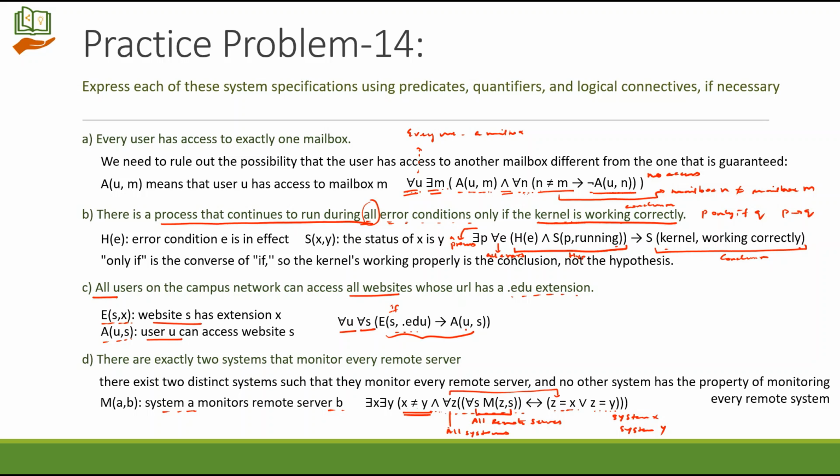So it is existential X and existential Y. There is a system X, there is a system Y, but both the systems are not the same, but both can monitor all the remote servers is what ultimately we are getting in this statement using this particular expression. It says that X and Y do monitor all servers and it says that no other system does. That's why they have given the condition of Z to be: Z is either X or Z is Y.